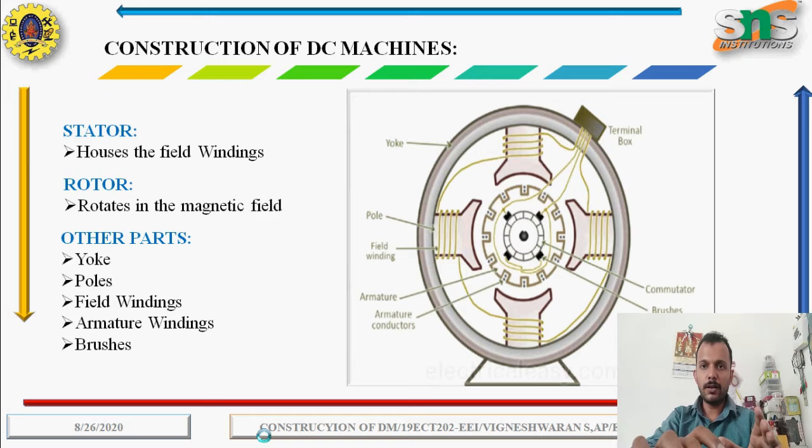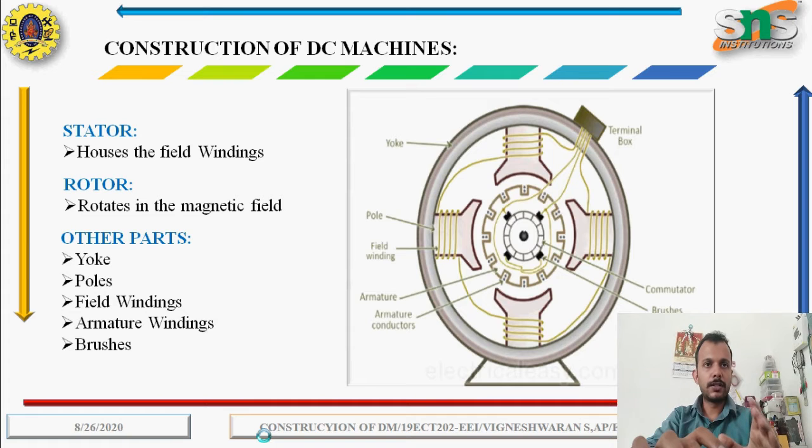Stator will house the field windings. The field windings and pole shoes will be connected to the stator, and in the rotor is the rotating magnetic field. It is named stator because it is a stationary part, and the rotor is a rotating part, so we called it a rotor. Rotor will rotate in the magnetic field.